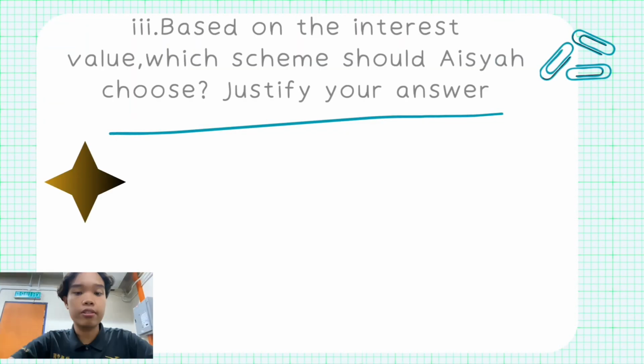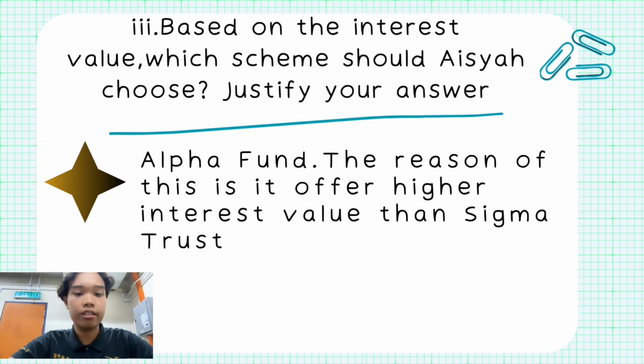For part 3, based on the interest value, which scheme should Aisha choose? Justify your answer. The answer is Alpha Fund. The reason is that it offers a higher interest value than Sigma Trust.